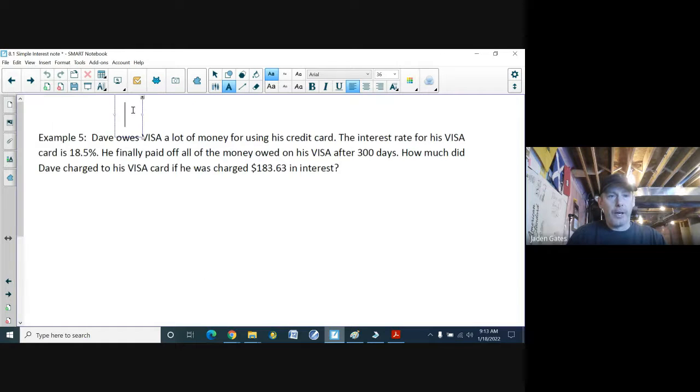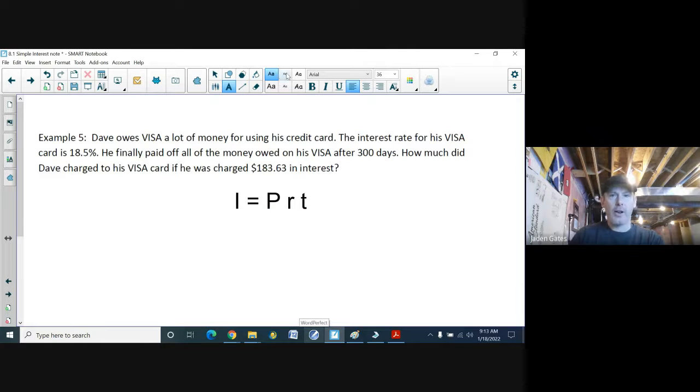All right, next up, speaking of borrowing, Dave owes Visa a lot of money for using his credit card. That happens quite a bit. The interest rate for his Visa card is 18.5%. He finally paid off all the money owed on his Visa after 300 days. How much did Dave charge to his Visa card if he was charged $183.63 in interest? Okay, so again, we're going to use our simple interest formula. There we go, I equals PRT.